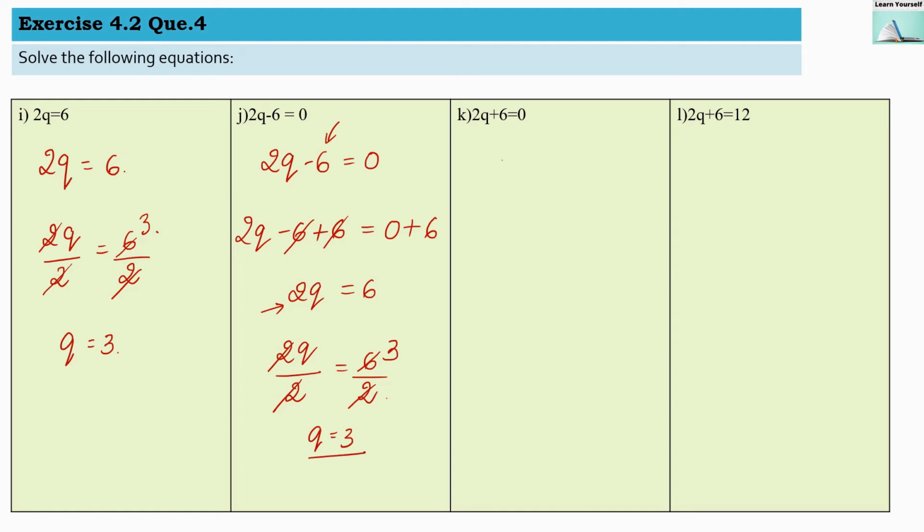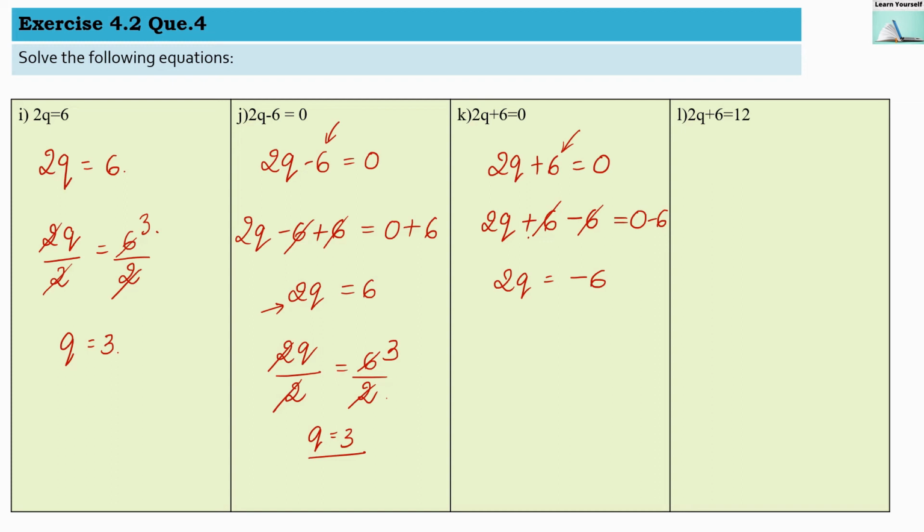Equation K is 2q plus 6 equals 0. Now to remove this 6, we are going to subtract 6 because this is positive 6. So if we are adding here minus 6, they both will get cancelled out. In the same way we are going to subtract 6 towards LHS also. This 6 and this 6 will get cancelled out. 2q equals minus 6 will be our equation now.